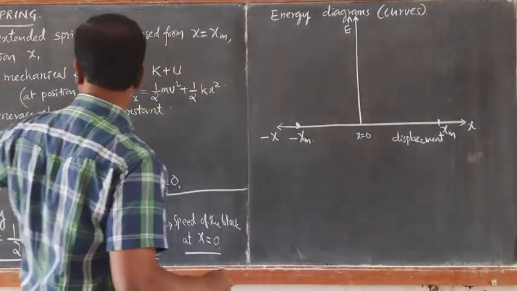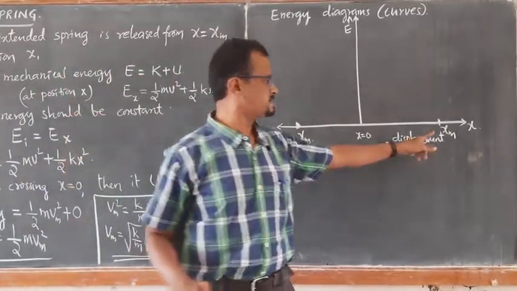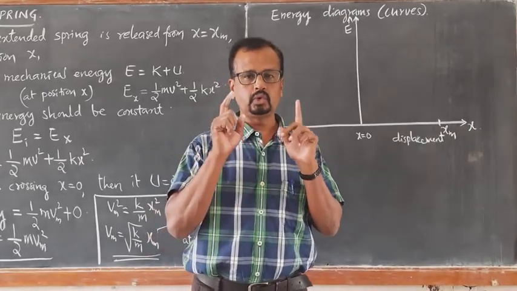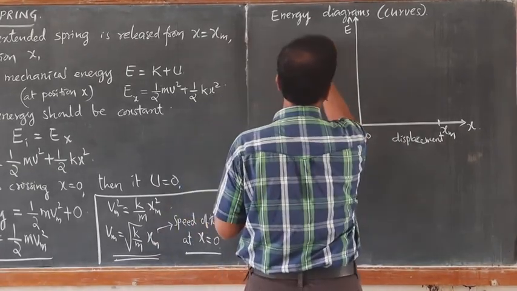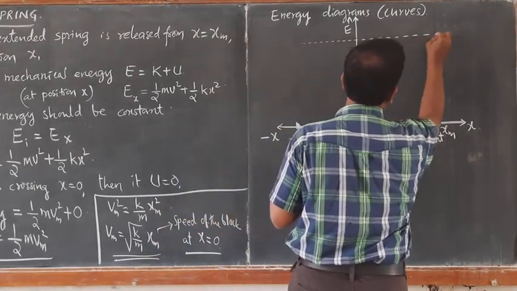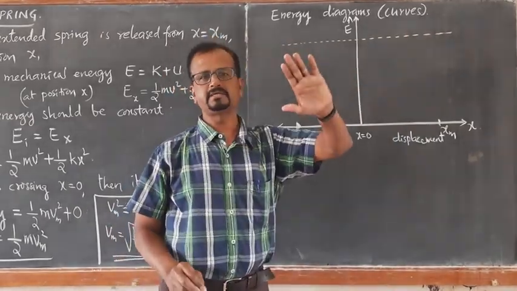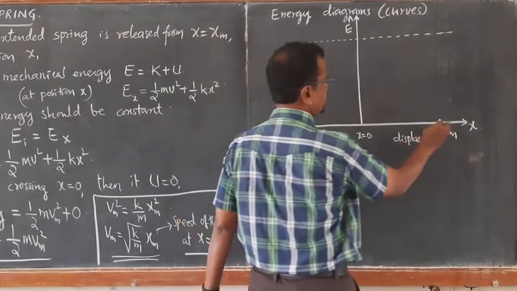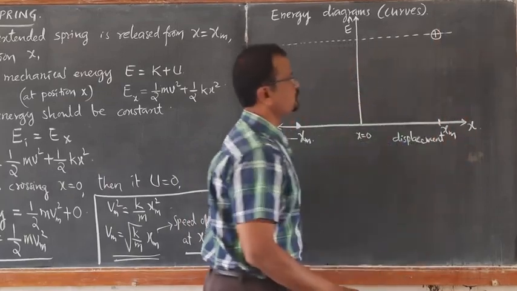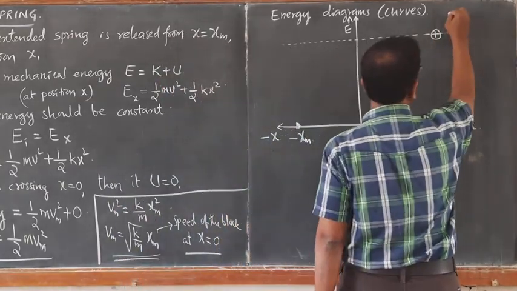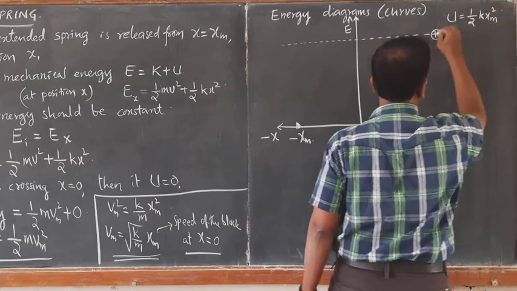So when the spring is stretched to the maximum displacement xm, it will have total mechanical energy in the form of potential energy alone. Let us take this line as the total mechanical energy. You know, total mechanical energy always remains constant. So at maximum extension, it will have potential energy, maximum value, U is equal to half k xm square.